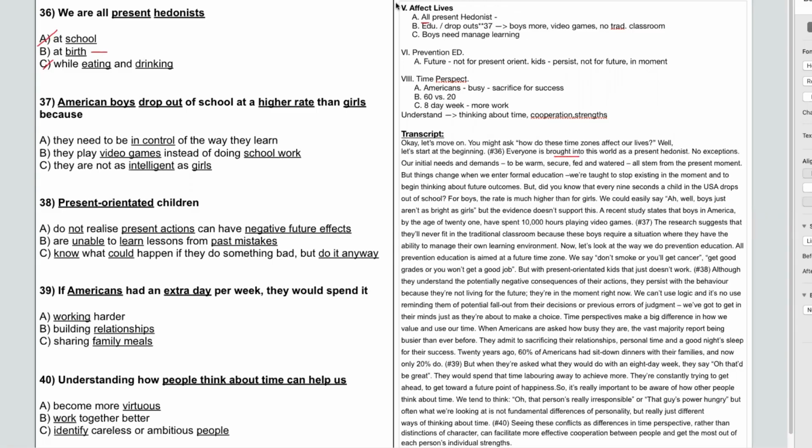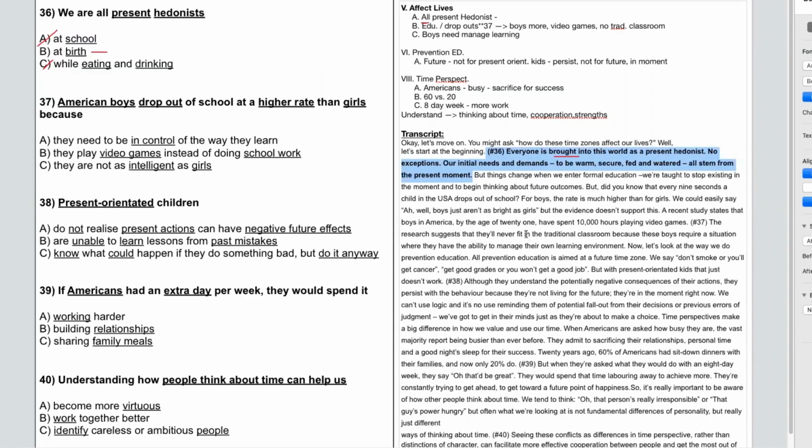So I'm going to go ahead and just show you how this keyword helped me figure out number 36. I'll go ahead and just make the correct phrase bold so that you can see the answer. So it says, everyone is brought into this world as a present hedonist, no exceptions. This right here could tell me that B is the correct answer because not everybody goes to school. So that would be an exception. If you say only people who go to school are present hedonists, that really doesn't make sense. So I could eliminate A.